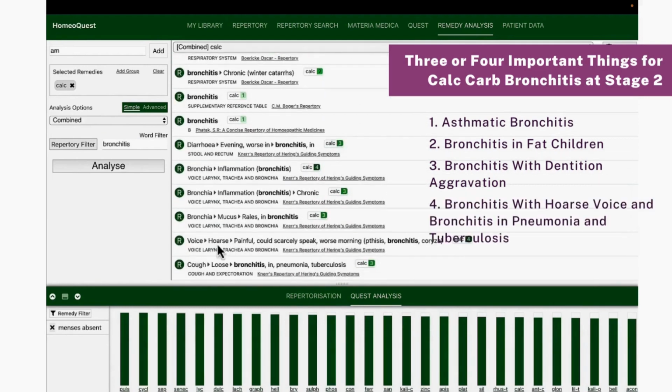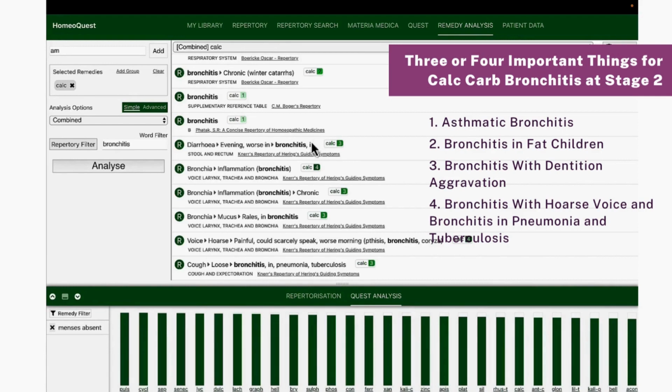Bronchitis with hoarse voice, and bronchitis in pneumonia and tuberculosis. So what you see is, I've seen Calc Carb prescribed wonderfully well in people who have hoarse voice with cough and bronchitis. Now, this is a keynote combination that happens in Calc Carb, and it becomes a neo-specific.